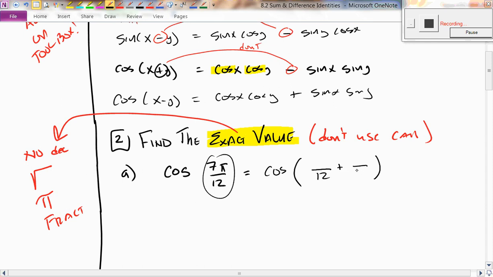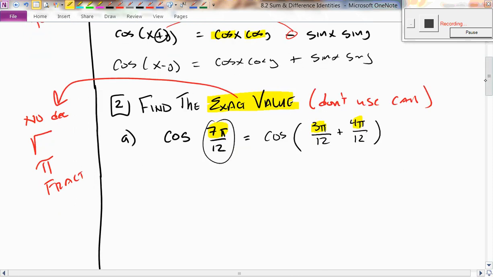Something over 12 plus something over 12. 7. There you go. 3 pi over 12 plus 4 pi over 12. Okay? That's the hardest part of the whole problem, finding a nice, easy way to break up 7 pi over 12. Now, why do we go this route? Why didn't we just go 2 and 5?